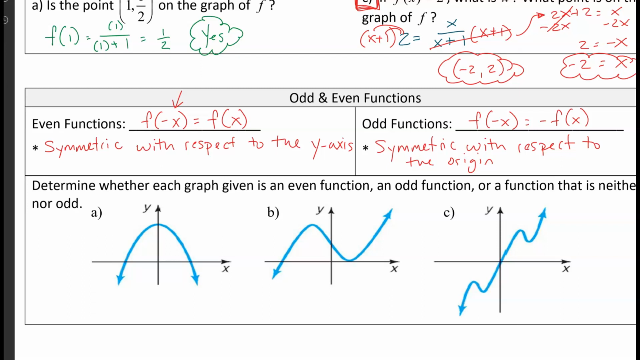So what this means is if the point (x, y) is on your graph, the point (-x, y) is also on your graph. If the point (x, y) is on your graph, the point (-x, -y) is also on your graph. People already jumped ahead and answered me, but part A, is that an even, odd, or neither function?